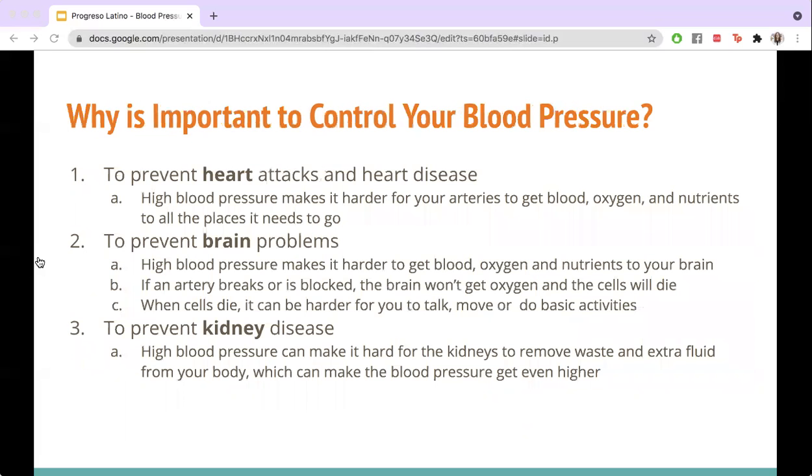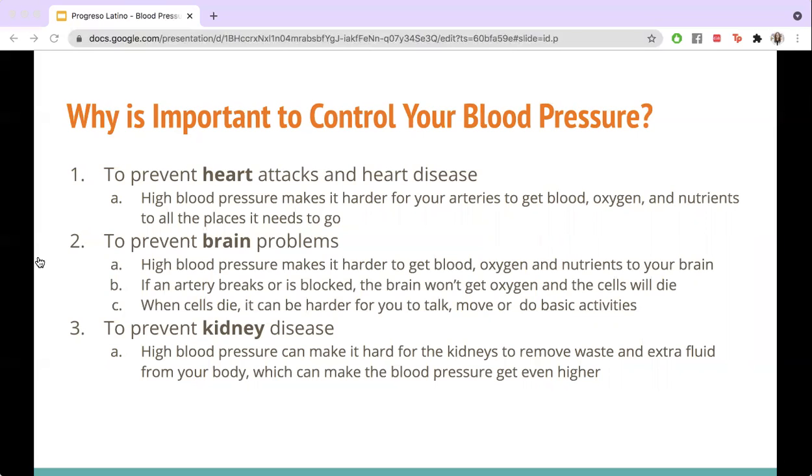So why is it important to control your blood pressure? There are 3 main reasons. The first is to prevent heart attacks and heart disease. So high blood pressure will make it harder for your arteries, the vessels in your body, to get blood, oxygen, and nutrients to all the places it needs to go.